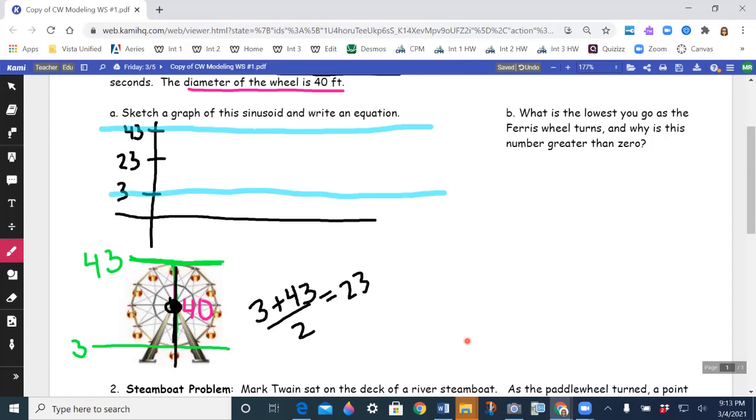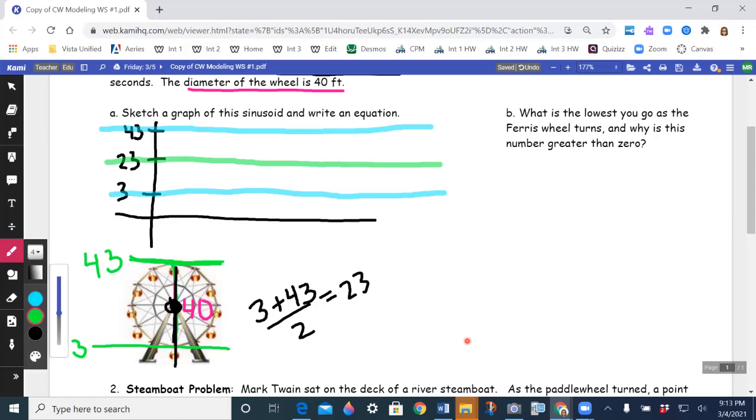Sometimes you're going to know the center, sometimes you're not. But if you know your high and your low, average them. It has to be halfway in between because you're going the same above and below that center always. So I'll do that center in green because that's what I've been doing lately. So this is my vertical shift. Okay, that is my vertical shift. Okay, and what's going to happen here is what I know so far. Okay, I'm just going to jot some things down.